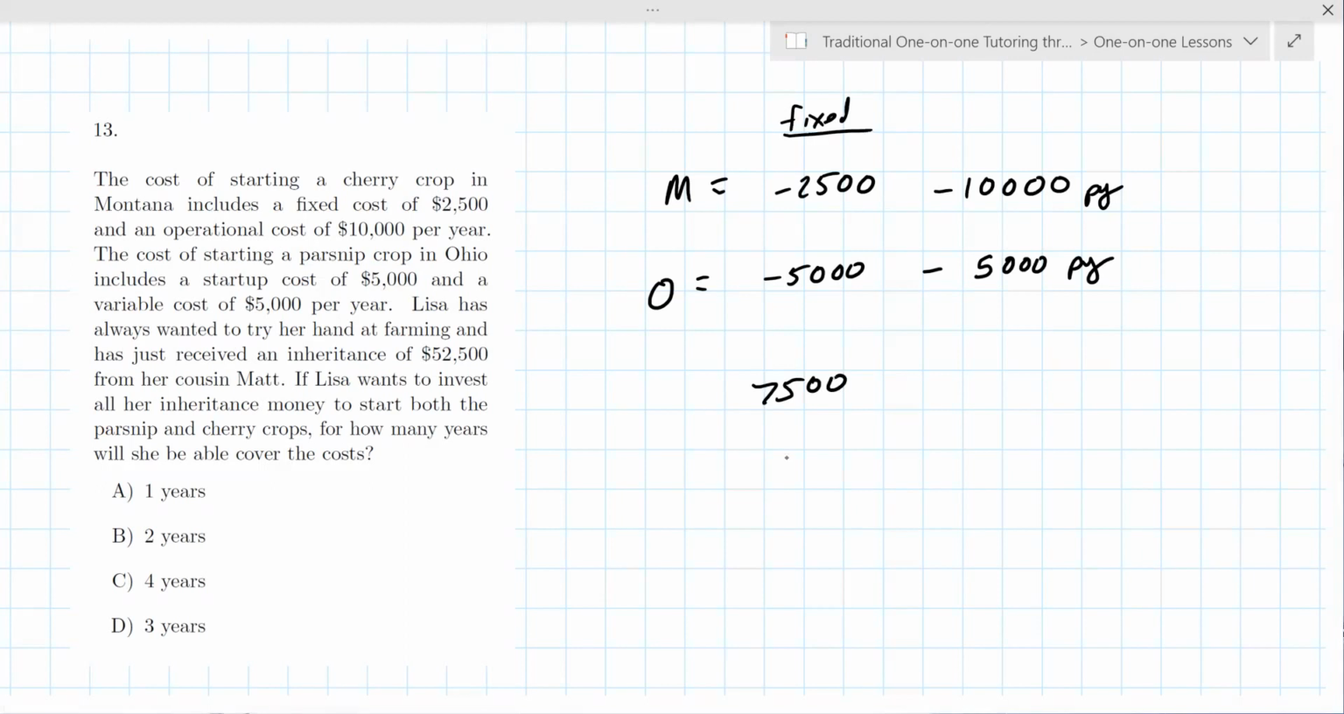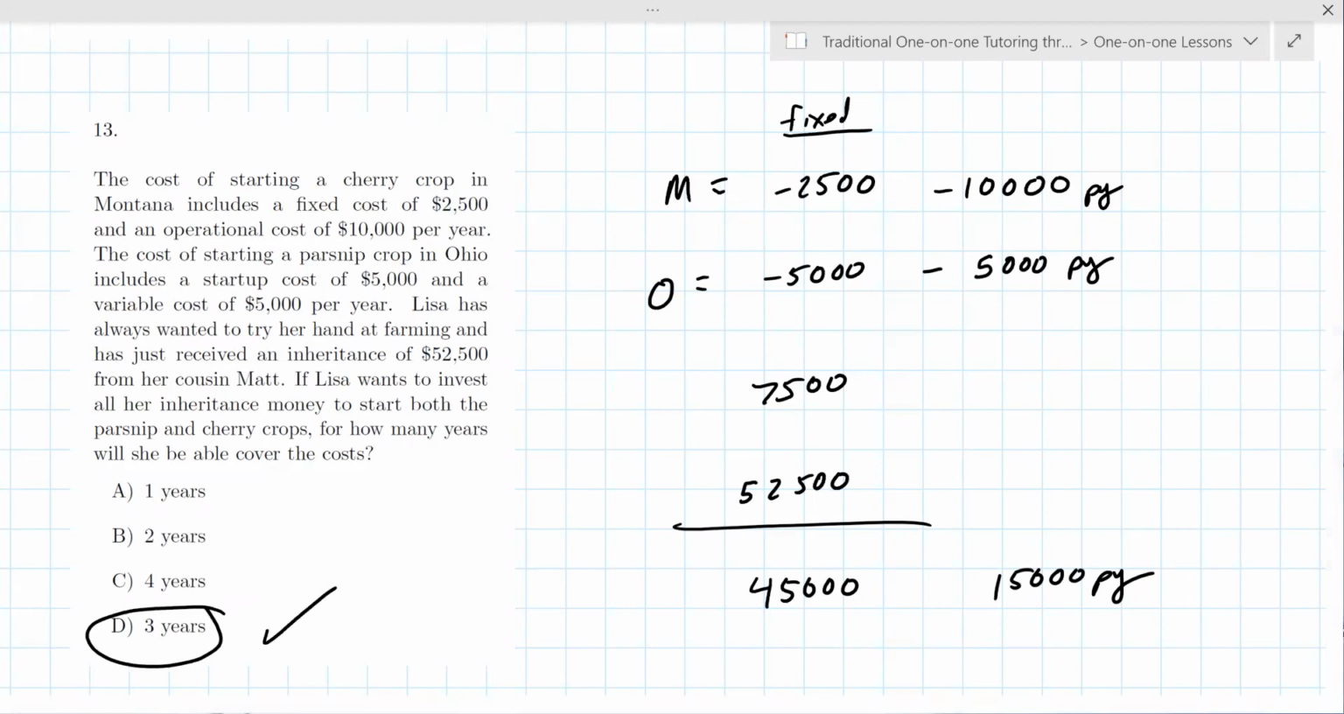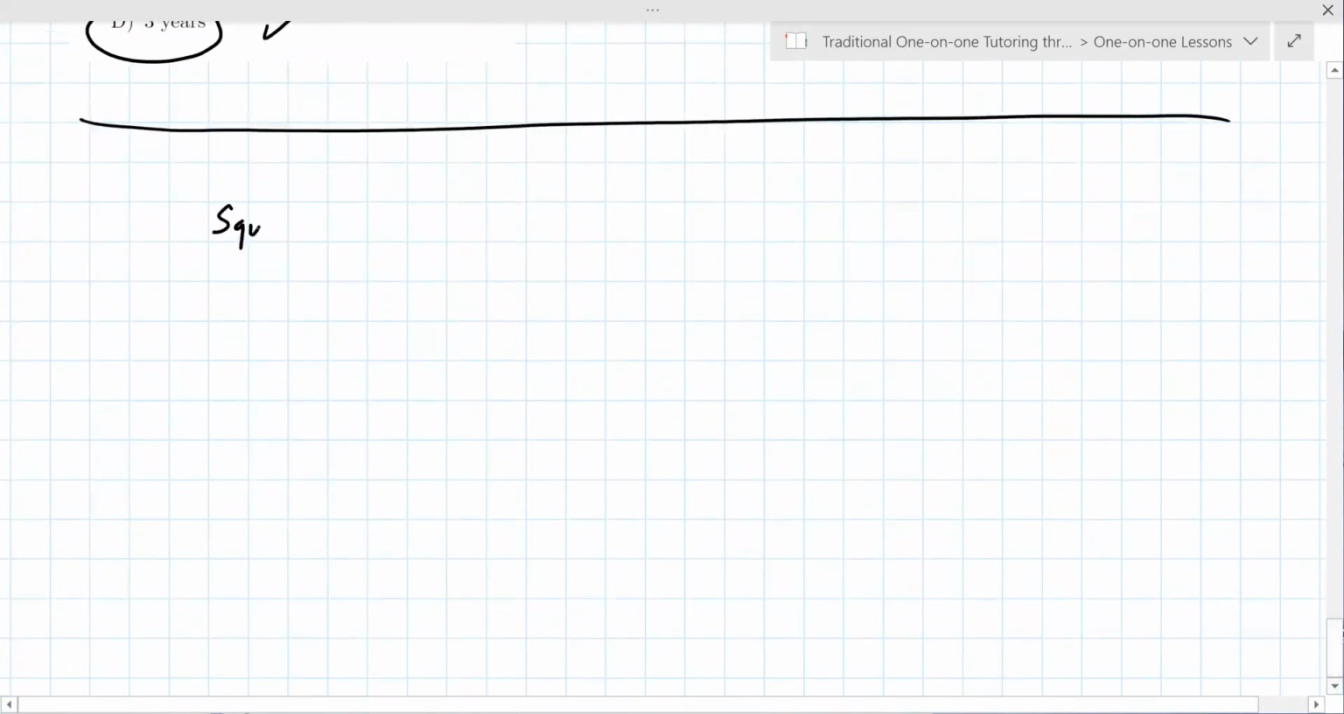So 52,500 minus 7,500 is 45,000, and then 15,000 is the cost per year. So 45 divided by 15 is 3. I think 3 is it. Perfect. Well done. Nice. All right, so let's go back now and let's talk about square roots instead of cube roots for the moment. Okay.